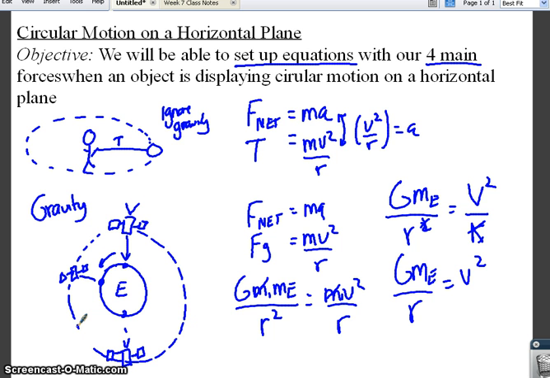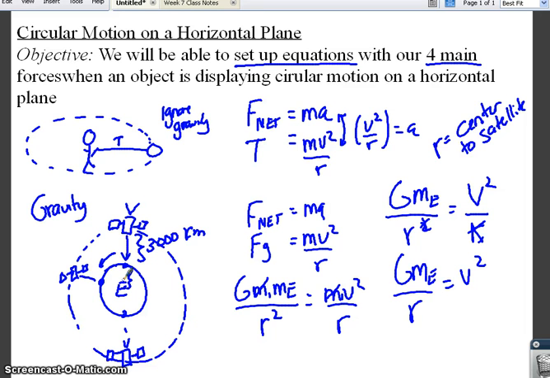So I want to point out one other thing here. The radius is a distance from the center to the satellite. Center to satellite. A lot of times they'll say this satellite is 3,000 kilometers above the Earth. Well, it's not just 3,000 kilometers. It's 3,000 kilometers plus the distance from the Earth to the center. So you might need to look that information up in your book if a question asks you something like that.